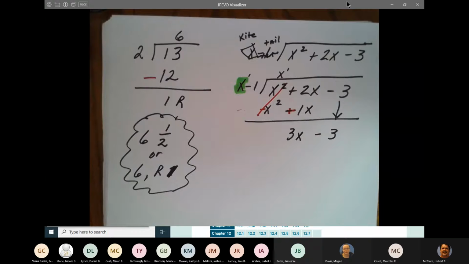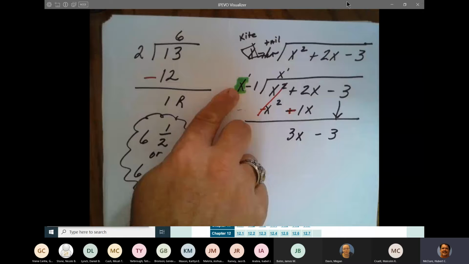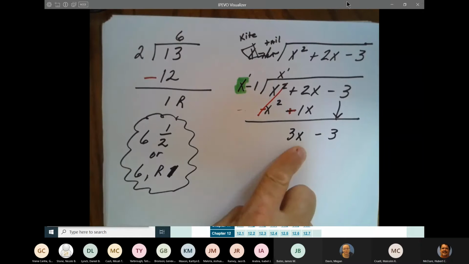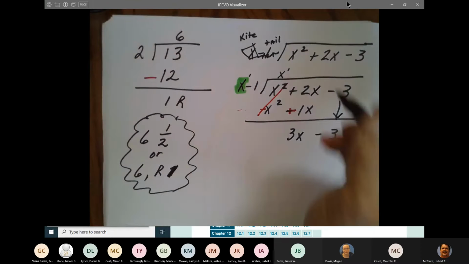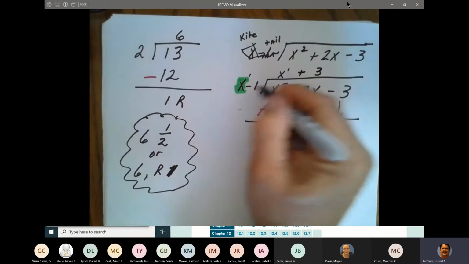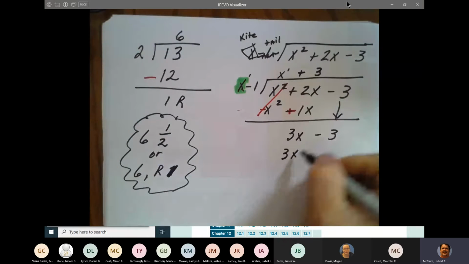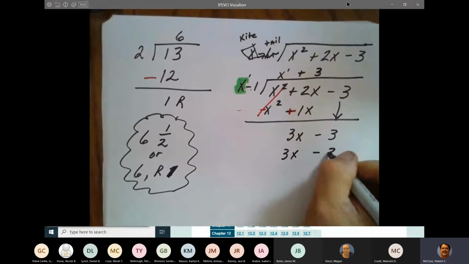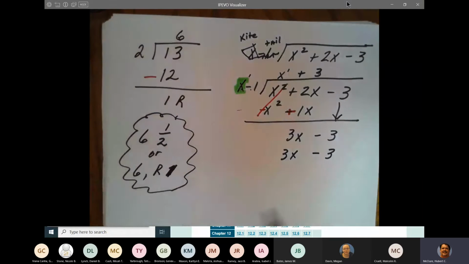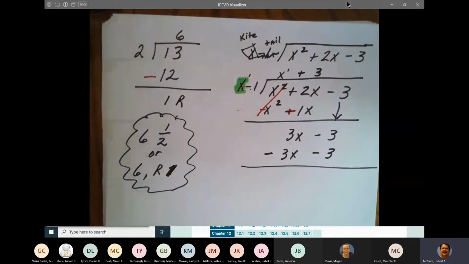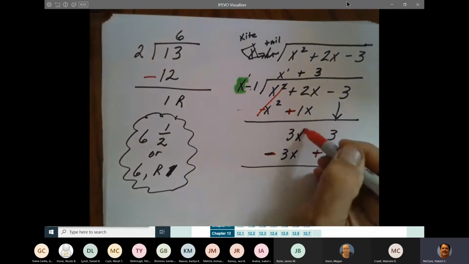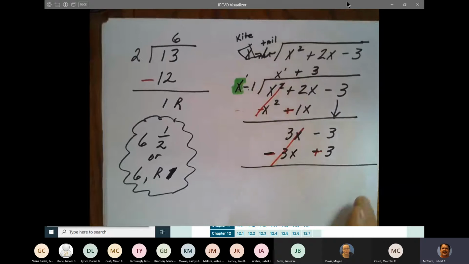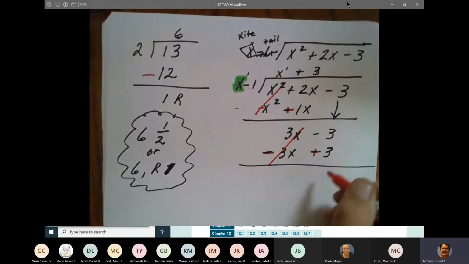And how many times will x go into 3x? Now you can say 3 times. 3 times x is 3x. 3 times -1 is -3. And we always subtract. And that gives this a negative and gives this a positive. And the 3x's cancel. That's what's supposed to happen. And the 3 cancel also.